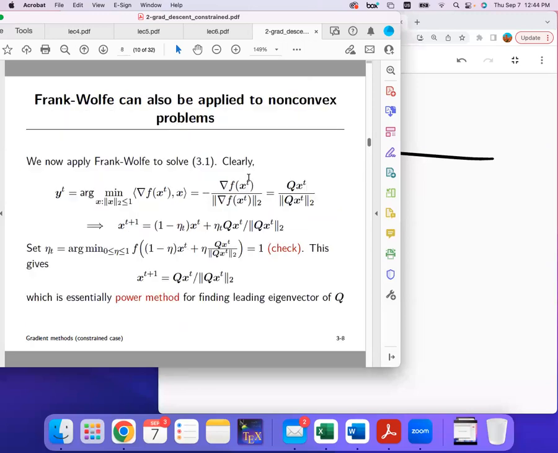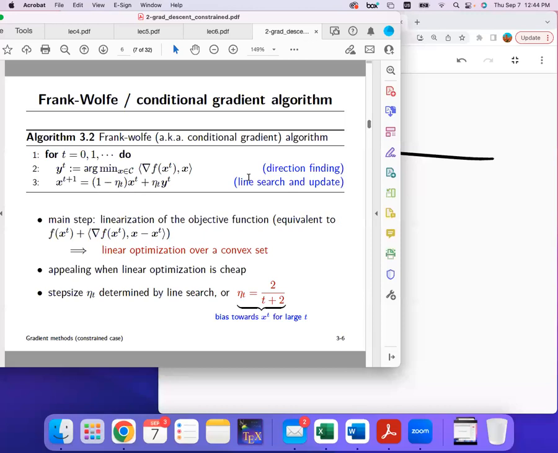And in fact, it's not hard to see. First of all, yt is the solution to this constraint linear programming, right? So yt must be in the constraint set C, because the problem is defined to be within the constraint set C. So yt is guaranteed to be in C.